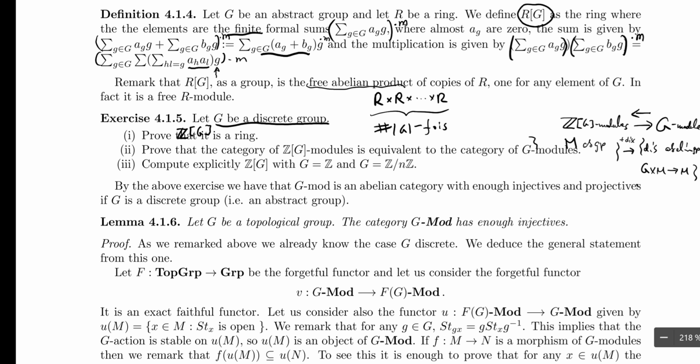And in the third case, we compute explicitly this example. In this case, it's just the same as this ring, say Z[t] quotient by t to the power n minus 1. Though in this case, this discrete group G is G. I mean, this case is this one. Okay. If G is Z, what is it? It should be Z[t]. Okay.